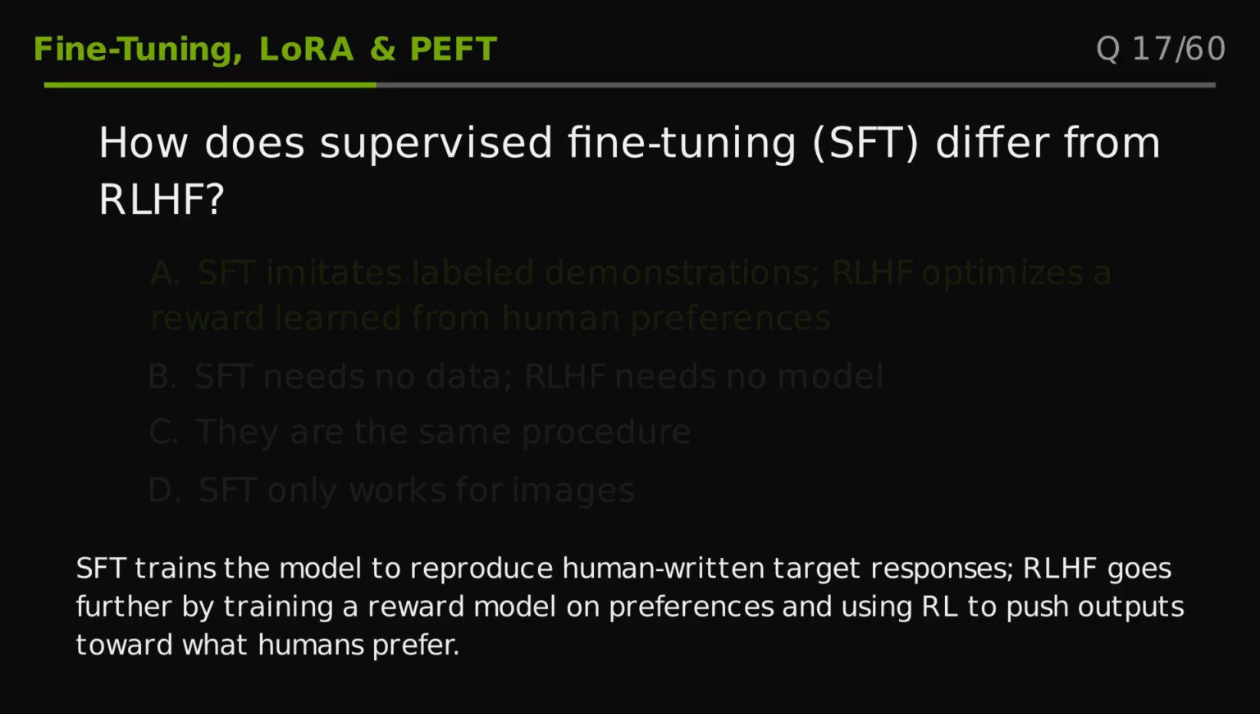SFT trains the model to reproduce human-written target responses. RLHF goes further by training a reward model on preferences and using RL to push outputs toward what humans prefer.